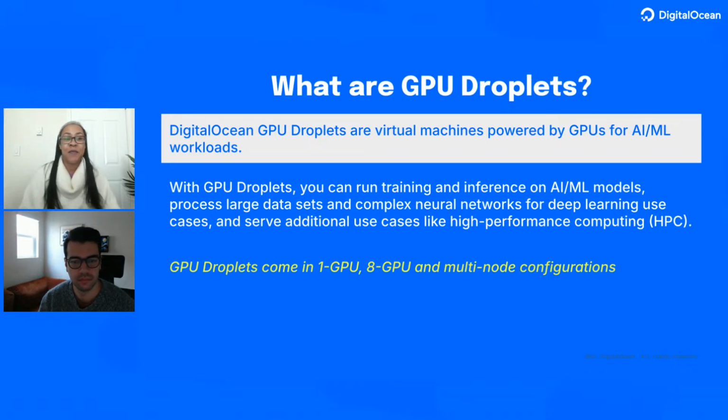Now, again, I think getting into the heart of things, I think many of you are aware of. This is a nice overview to learn more about what GPU droplets are. Use cases, of course, are training and inference on AI ML models, processing large data sets, neural networks, deep learning use cases, and high performance computing. And with DigitalOcean, we offer GPU droplets in a couple of different configurations, including 1, 8, and multi-node. And as we talk about the new products that we're offering, Yaz will walk you through what your options are for config for each of those.